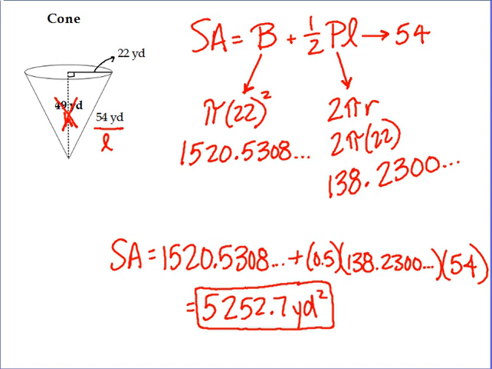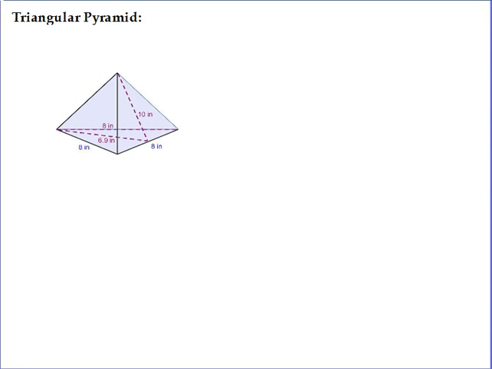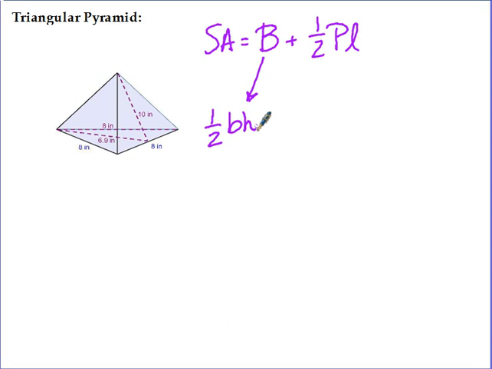And the last one we're going to look at here is a triangular pyramid. Now again, notice that all 3 sides on our triangle are all 8. So that means we can use this formula because all 3 sides are 8. If they were different, then you wouldn't be able to. So I can still use my formula, capital B plus 1/2 capital P times L. Now, since my base is a triangle, we're going to use 1/2 base times height. So 1/2 base is 8, and I can see my height there across the bottom is 6.9. When you plug that in, you get 27.6.